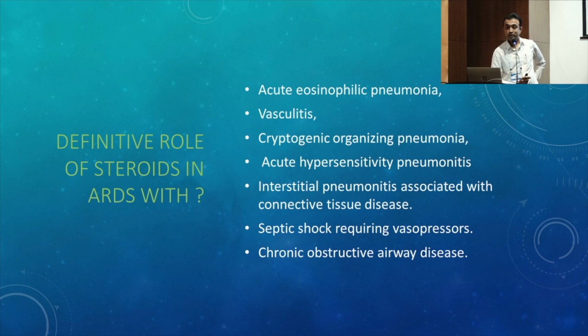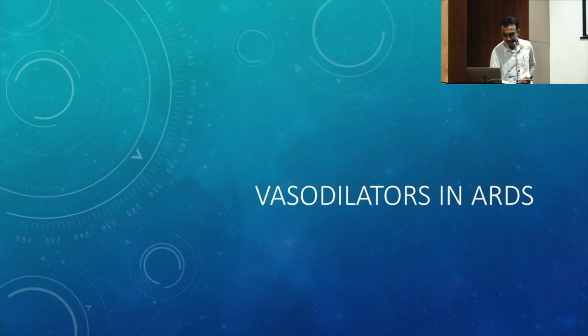So there are specific conditions in ARDS where you'll consider steroids. Like I told you, if it's a hyperinflammatory condition, do give it. Otherwise, if your patient has ARDS because of acute eosinophilic pneumonia, vasculitis, cryptogenic organizing pneumonia, acute hypersensitivity pneumonitis, interstitial pneumonitis due to other connective tissue disorders, or the patient has ARDS plus septic shock and you're using steroids for improvement of the shock, you can continue using it, or in COPD. So these are the specific recommendations where you use it. Otherwise, for other ARDS, no role for steroids.